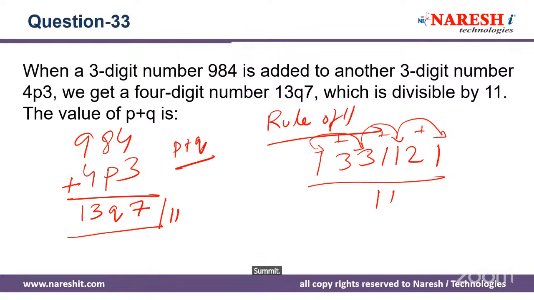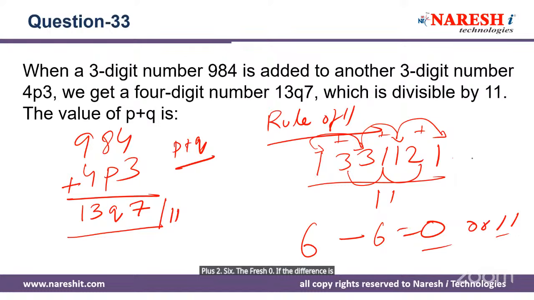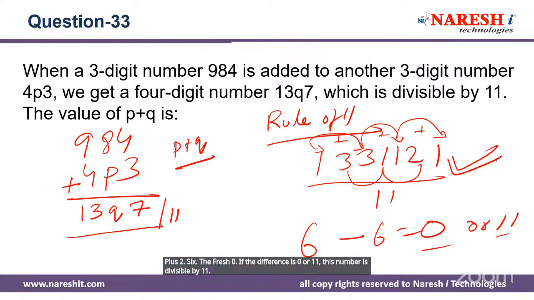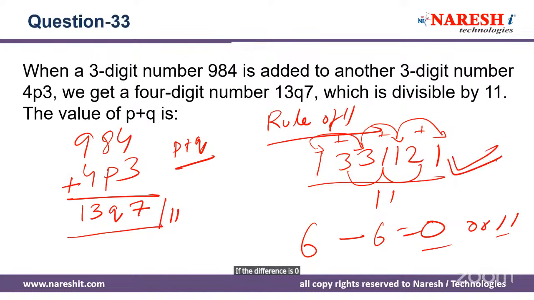1 plus 3, 4. 4 plus 1, 5. 5 plus 1, 6. Minus. Now add the remaining numbers. 3 plus 1 plus 2. 6. Difference 0. If the difference is 0 or 11, this number is divisible by 11. Or else not divisible.